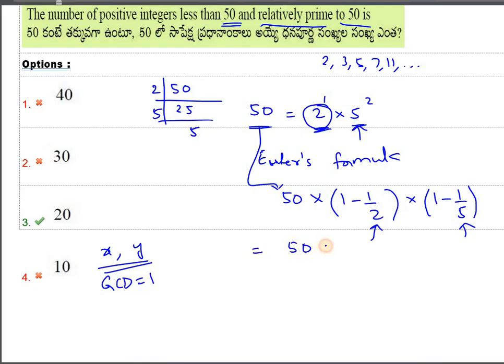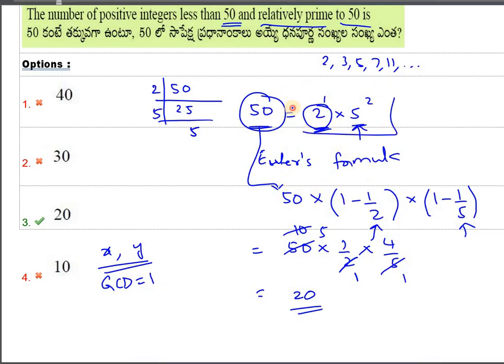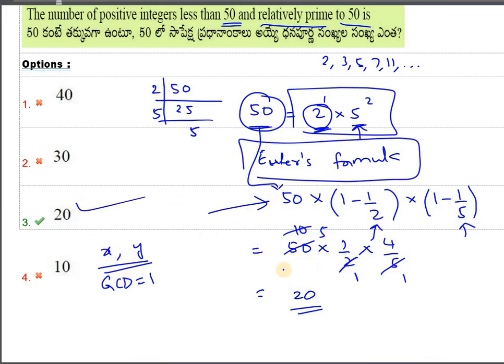50 multiplied by, this is how much? 2 minus 1 by 2, 2 minus 1 is 1 by 2. Multiplied by 5 minus 1, 4 by 5. So 5 1s are 5, 2 1s are 2, and 5 into 4 how much? 20. So the number of positive integers less than 50 and relatively prime to 50: this method you have to use. First do the prime factorization, you will get the prime factors, apply Euler's formula in this way. So 20 is the answer.